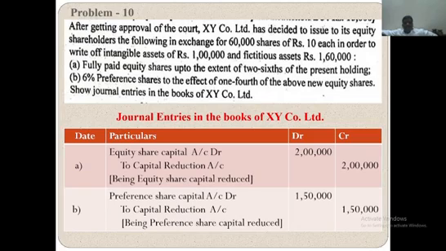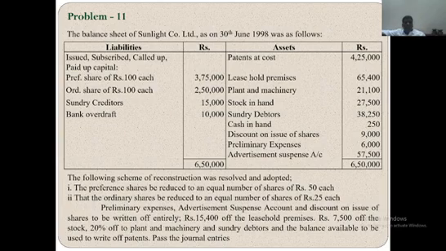6% preference shares to the effect of 1/4 of the above new equity shares. 1/4 how much of the new equity shares? 2/6 of the present holding. 2/6, so how much? 20,000 shares. 20,000 into 100, 2 lakh capital reduction. Preference share capital account debit to capital reduction account.